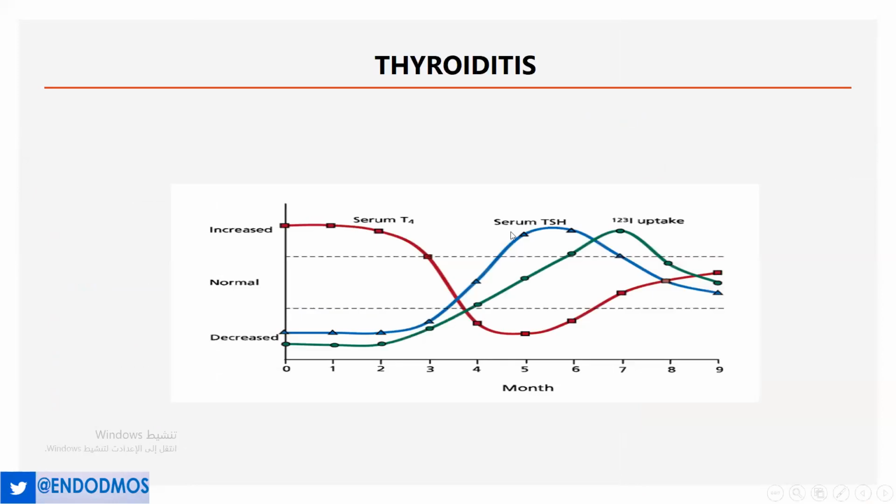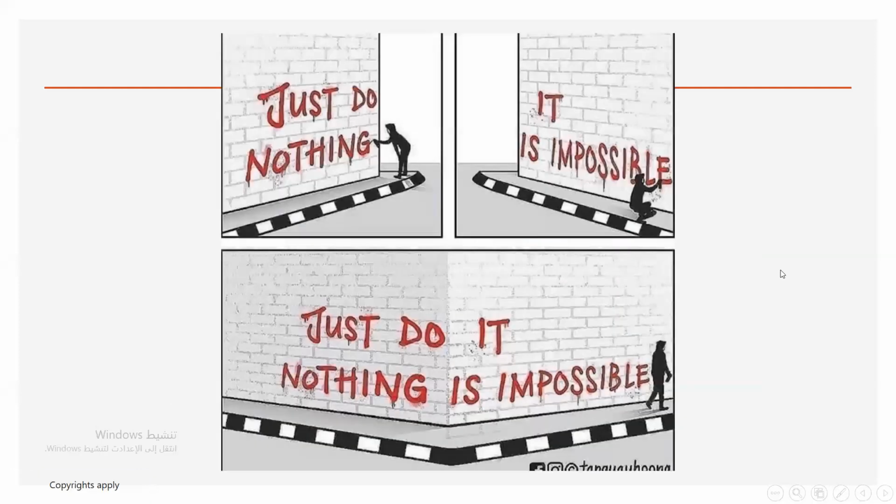We know that thyroiditis is also one of the differential diagnoses, and the usual phases of thyroiditis start with 3 months of hyperthyroidism, followed by 3 months of hypothyroidism, and usually followed by euthyroid status.